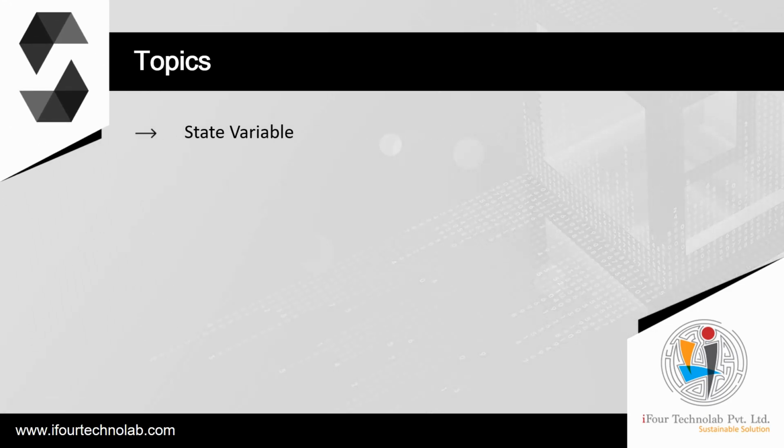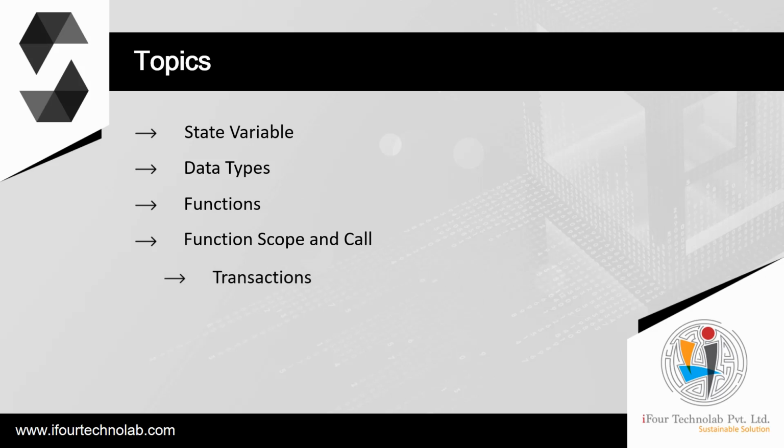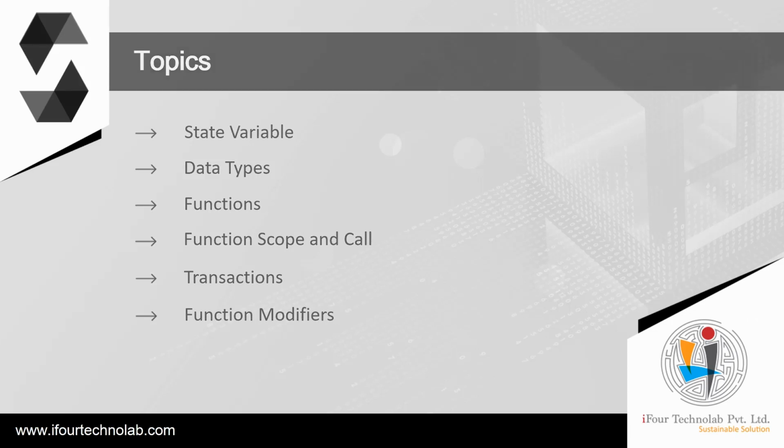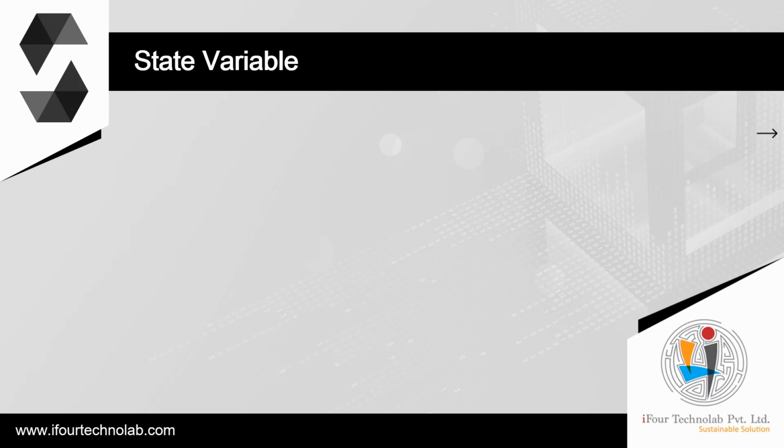We are going to discuss the following topics: state variable, data types, functions, function scope and call, transactions, function modifiers. What is a state variable? Variables whose values are permanently stored in contract storage. You can declare state variables as constant. They must be assigned in this case from an expression that is a constant at the time of compilation.